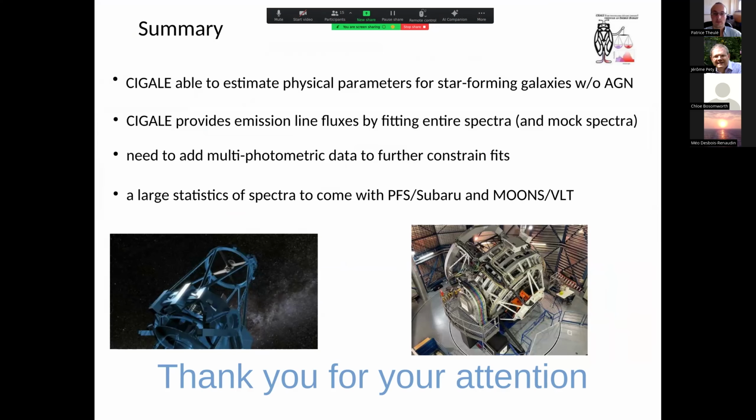This is both on PFS and MOONS, because MOONS is now in Chile and is being commissioned. We will get the science observations probably at the end of the summer, and we will get a lot of spectra to make SED fitting with CIGALE. So thank you for your attention.